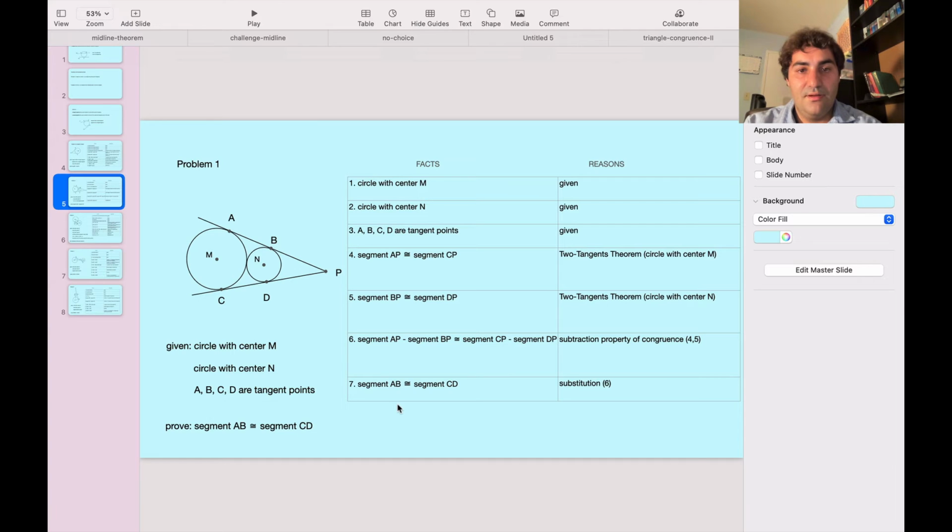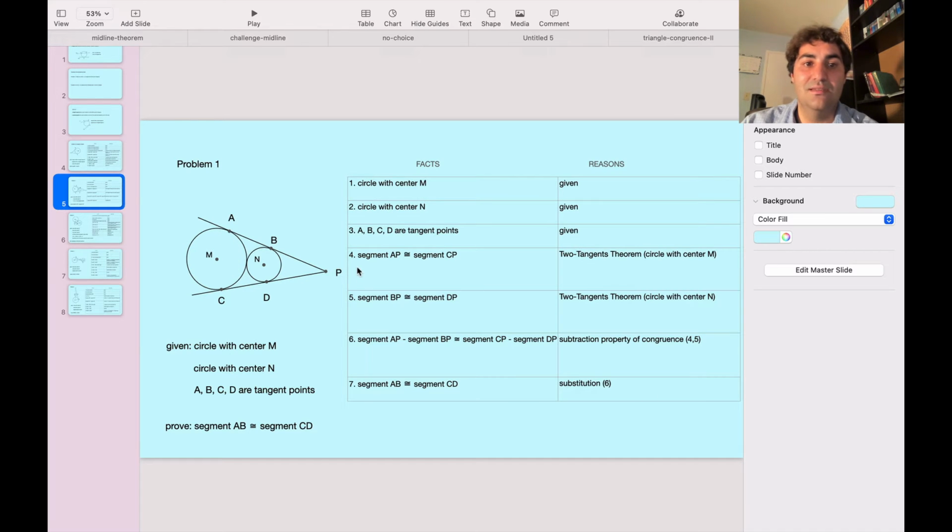Okay, let's do a few problems. We're given a circle of center M, a circle of center N, and points A, B, C, D are tangent points. Prove that segment AB is congruent to segment CD. How are we going to do this? We write down what we're given, and now we're going to pretend this circle doesn't exist, and we just have these two tangent segments here, and the circle with center M.